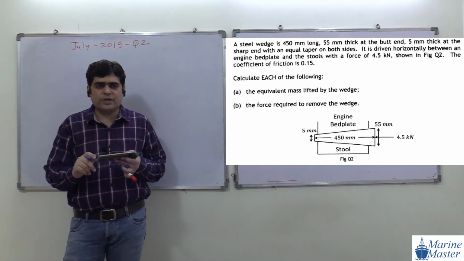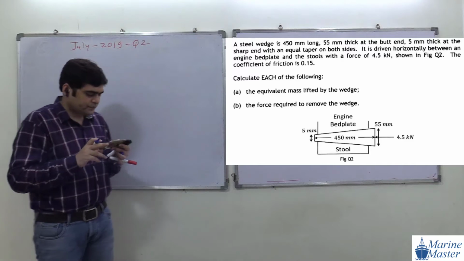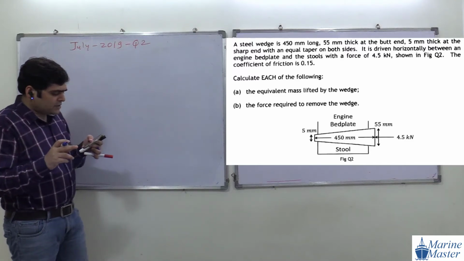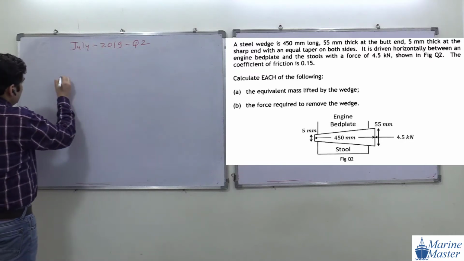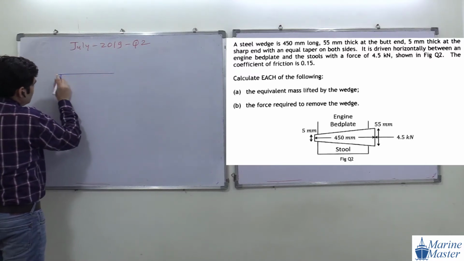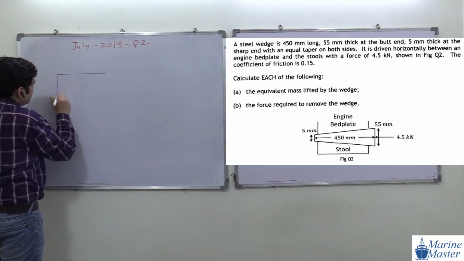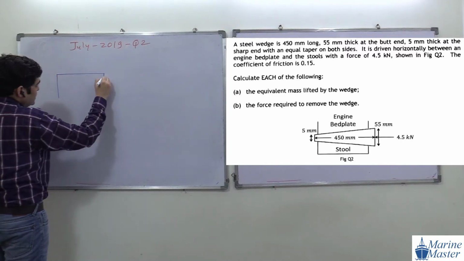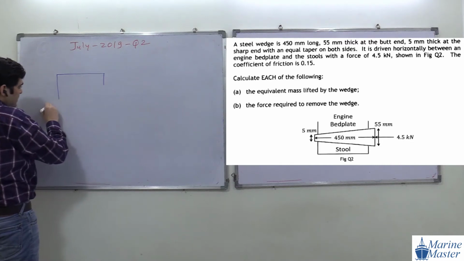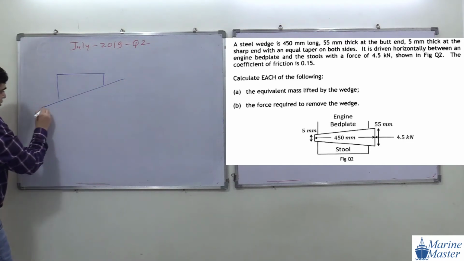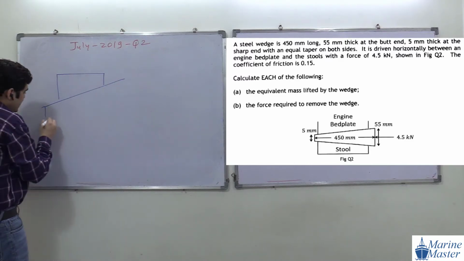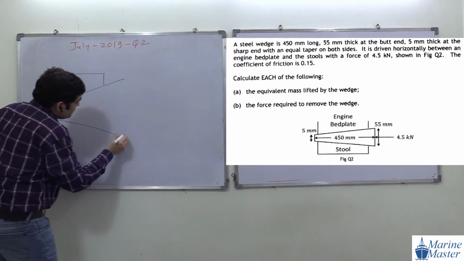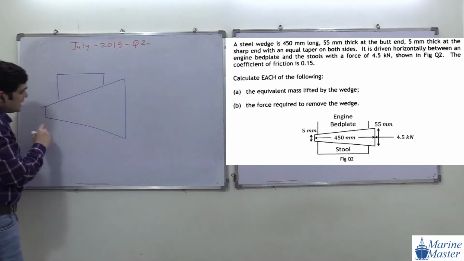Now try to see the scenario in this question. What they have given us: the engine bed plate. Suppose this is the engine bed plate. Then this is a wedge. This is the sharp end of the wedge, and this is the butt end. Try to see the scenario. Sharp end and butt end.